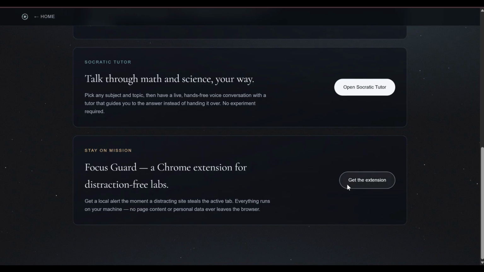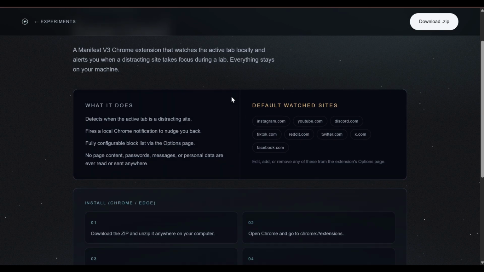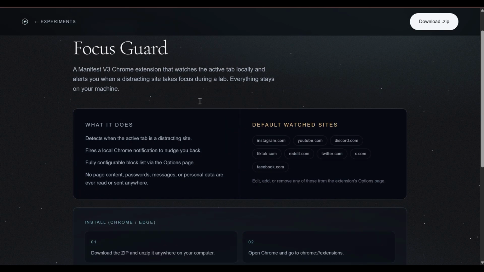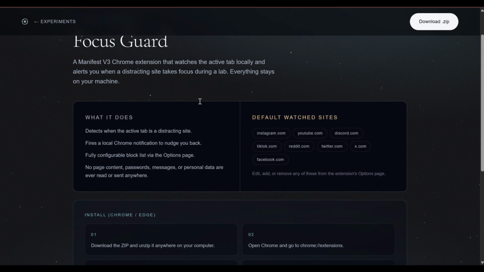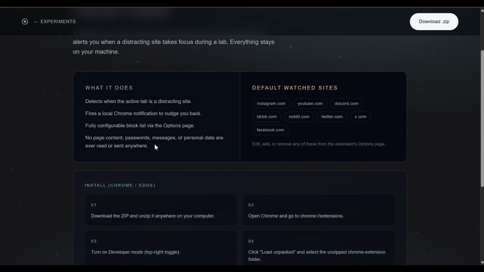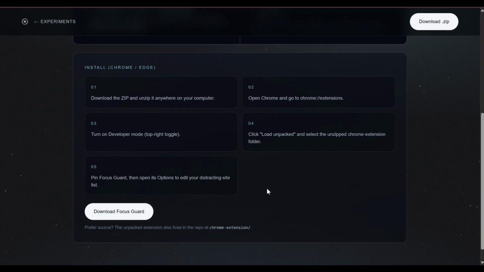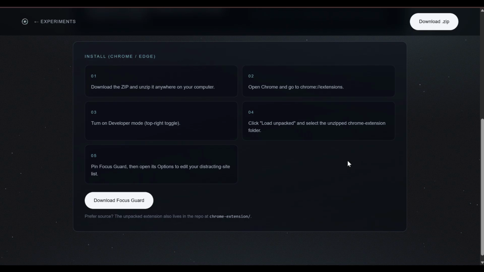So let's get this extension here, and it has a step-by-step guide on how you can get it. Basically, it detects when the active tab is a distracting site, and it fires a local Chrome notification to nudge you back. It has a fully configurable block list via the options page, it is very private, and you can also enable an AI feature, which I think is pretty cool. And here are the default watched sites, and here are the instructions you can use to get this extension.